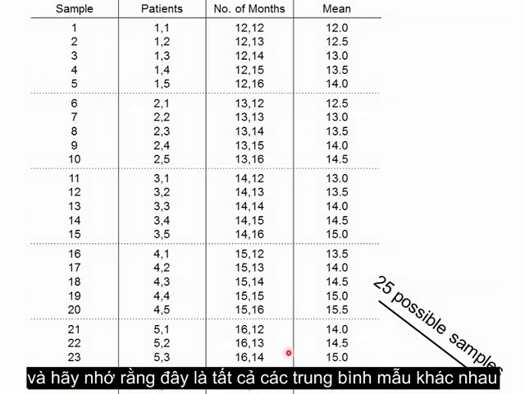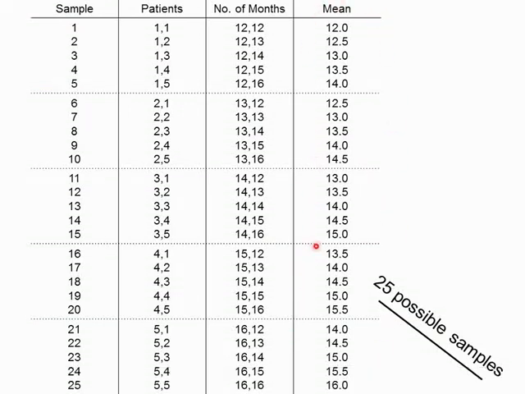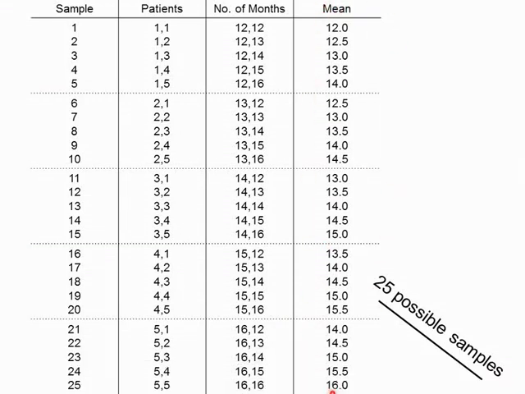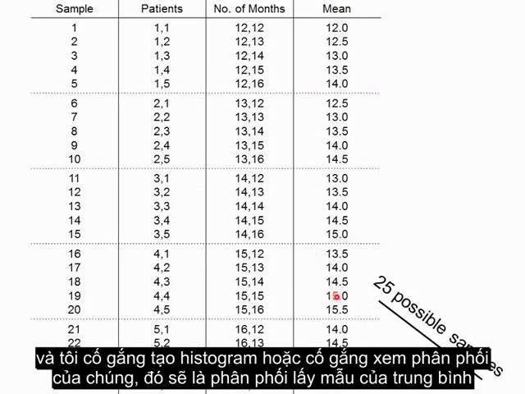And remember, these are all the different sample means from these 25 possible sample groups. So what happens if I take these 25 different sample means, they're just numbers, and I try to form or plot a histogram, or try to see their distribution? That will be their sampling distribution, the sampling distribution of the means.